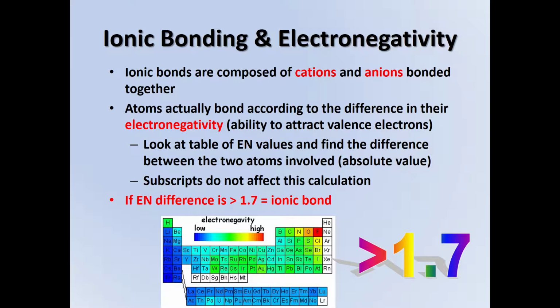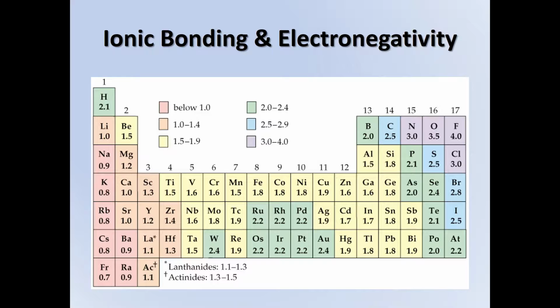This is why we went over periodic trends. You should understand that things on the left side of the periodic table are going to react with things on the right side. The closer they get together, the less likely they are to react with each other. We can see everything on the left has really low electronegativity, except for hydrogen. Everything on the right is very high.